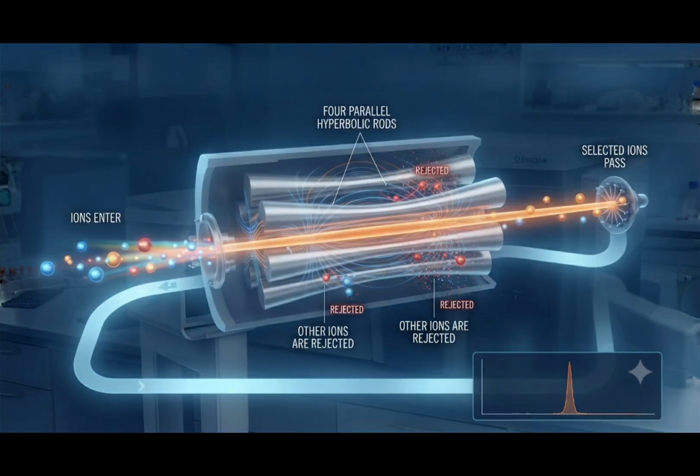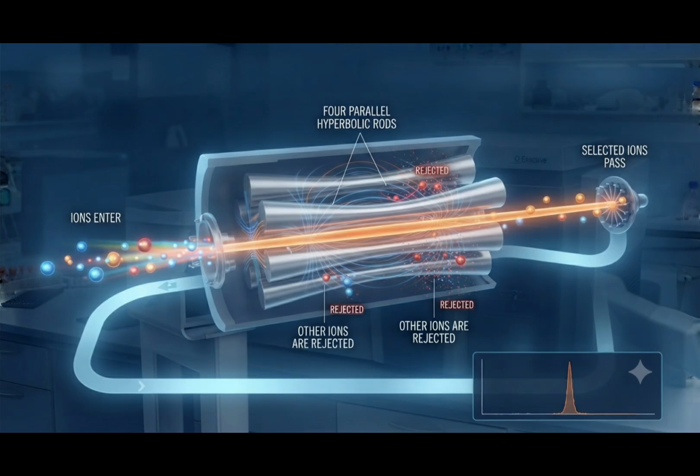Quadrupole. A quadrupole mass analyzer contains four parallel rods. Electrical fields are applied to these rods under specific electrical conditions. Ions with a particular mass to charge ratio have a stable trajectory and pass through the quadrupole.